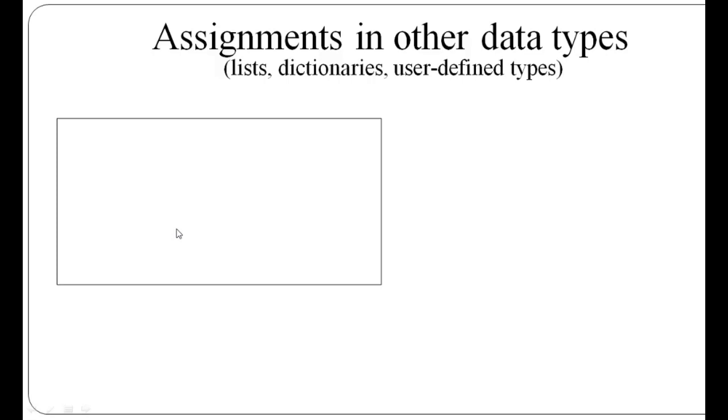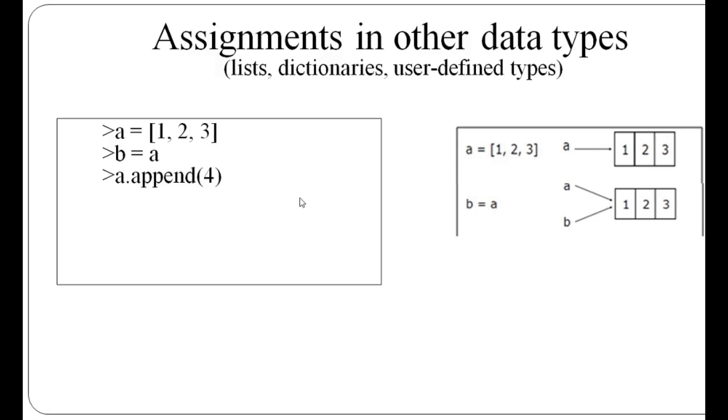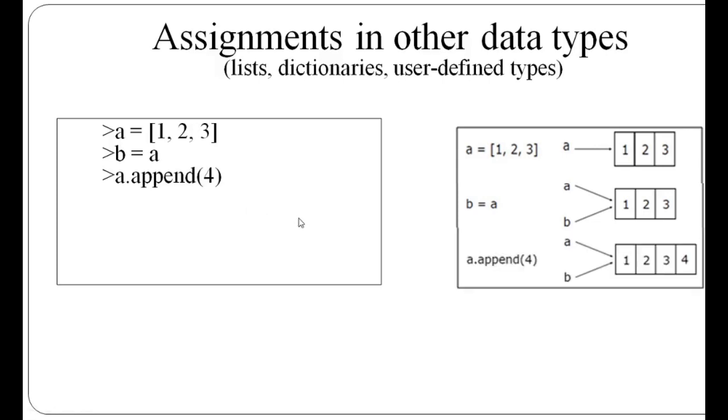But assignment in other data types is different. So you have a list with 3 elements, okay, and then I am assigning A to B. What happens? So A and B will point to the same object. Now I am making a change to the original list. I am appending 4. Here 4 will be added, but still A and B point to the same object. So B will also have 1, 2, 3, 4. So A has got 1, 2, 3, 4 because we have appended, and B has also got 1, 2, 3, 4 because B is pointing to the same object as A.